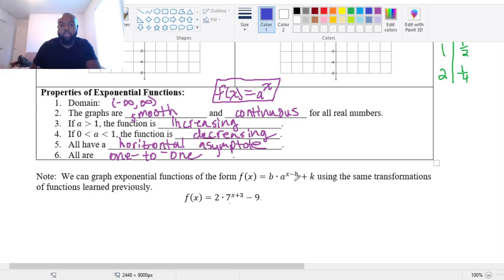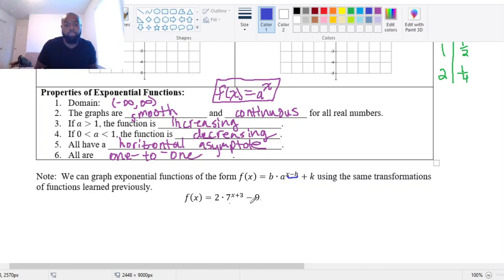And so when we had an addition or subtraction of a value to your x, that was a horizontal shift. When you multiplied a number on the outside of your function, like that b right there, that was a vertical stretch or a vertical shrink. And if you added or subtracted a value outside of your function, so this is the inside, this k is on the outside, you shift up or down.